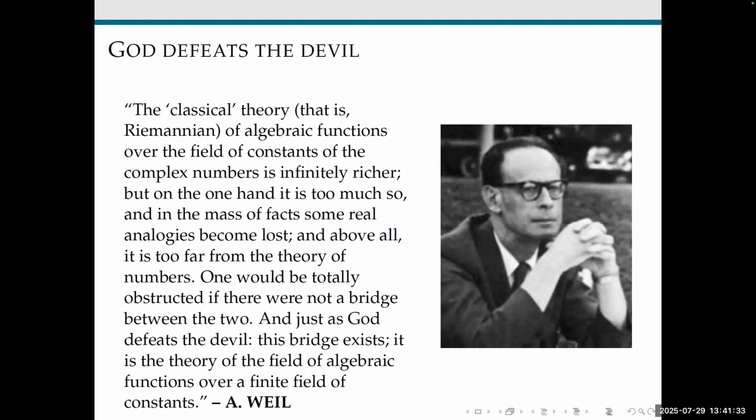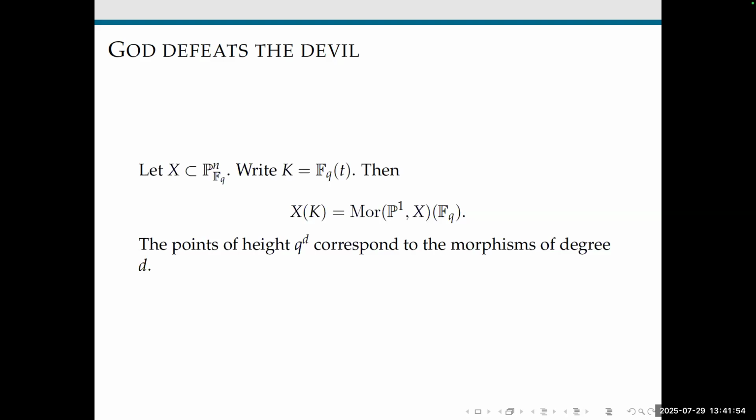But then, just as God defeats the devil, this bridge does exist. It's the theory of the field of algebraic functions over a finite field of constants. So we would say the function field case, right? The situation of a curve over a finite field. And indeed, this bridge of Weil is what connects these two seemingly disparate stories. So here's how this looks. Oh, I guess, okay, I should have written that X is actually over Q, because part of my game is that I want X to be something which has a realization in characteristic 0 over the complex numbers and also over a finite field. So sorry, this should say X is a projective variety over Q, not over Fq.